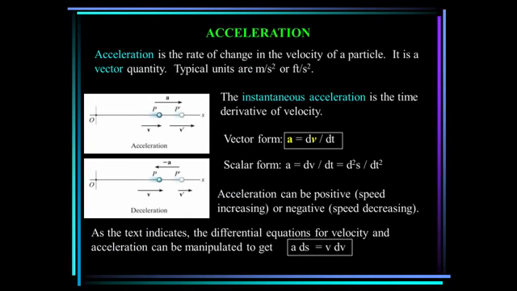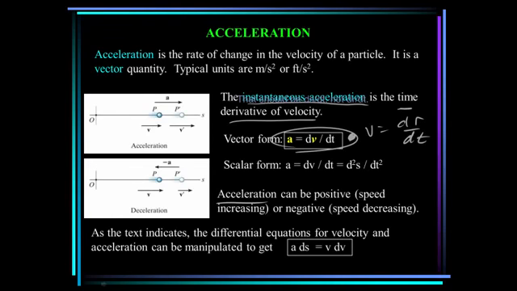Next, we have acceleration. That is the rate of change of the velocity of a particle. It is also a vector quantity with units of meters per second squared or feet per second squared. Now, the instantaneous acceleration is the time derivative of the velocity, so it's the time rate of change of the velocity, dv/dt. Acceleration can be positive or negative, and we can manipulate these last two equations. a equals dv/dt, and v equals dr/dt. We can eliminate time and come up with this equation here, a ds equals v dv.